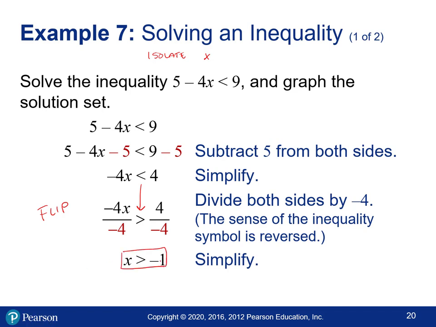And if you wanted to, you can pick a number greater than negative 1, plug it back into the original, and you would see that it's going to be true. The left side will be less than 9. Okay, so pretty much you do everything as if this was an equal sign, except for this note of dividing or multiplying by something negative.